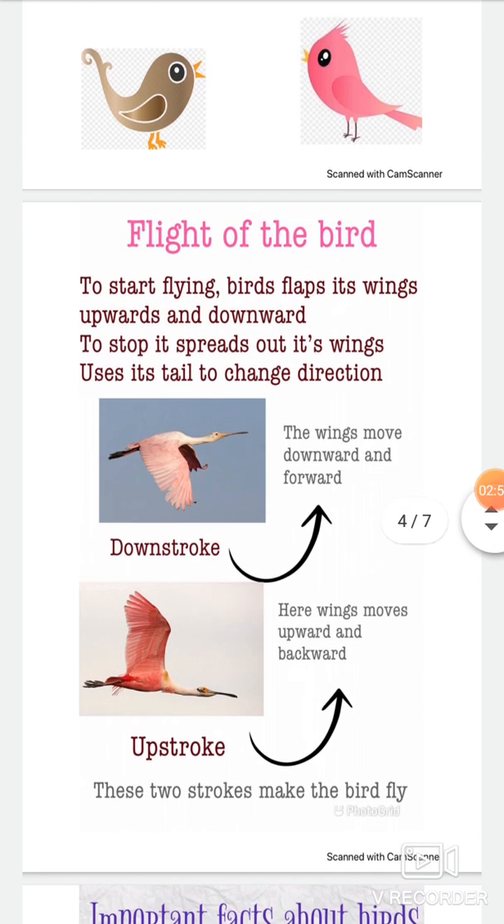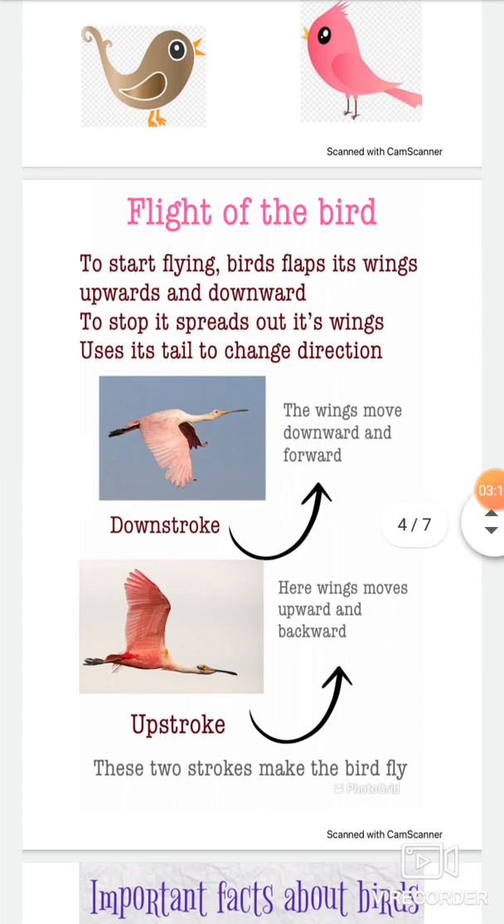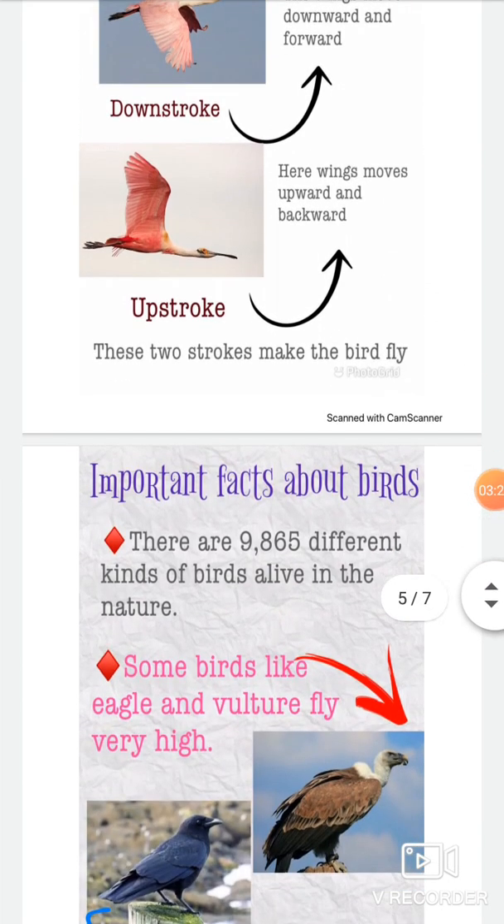Now in the picture you can see what is upstroke and downstroke. In the downstroke, the wings move downward and forward. You can see the direction of the wings, and in the upstroke the wings move upward and backward. Okay, now let's move further.